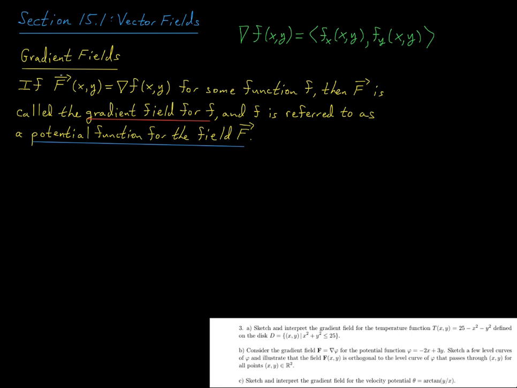And now if you have a vector field capital F and it's equal to the gradient of some function little f, then capital F is called the gradient field for little f, and little f we're going to call a potential function for the field capital F. And for those of you that have taken some physics, you might wonder if this is related to something like potential energy, and the answer there is yes, and we will look at potential functions and some of their applications in more detail later in the chapter.